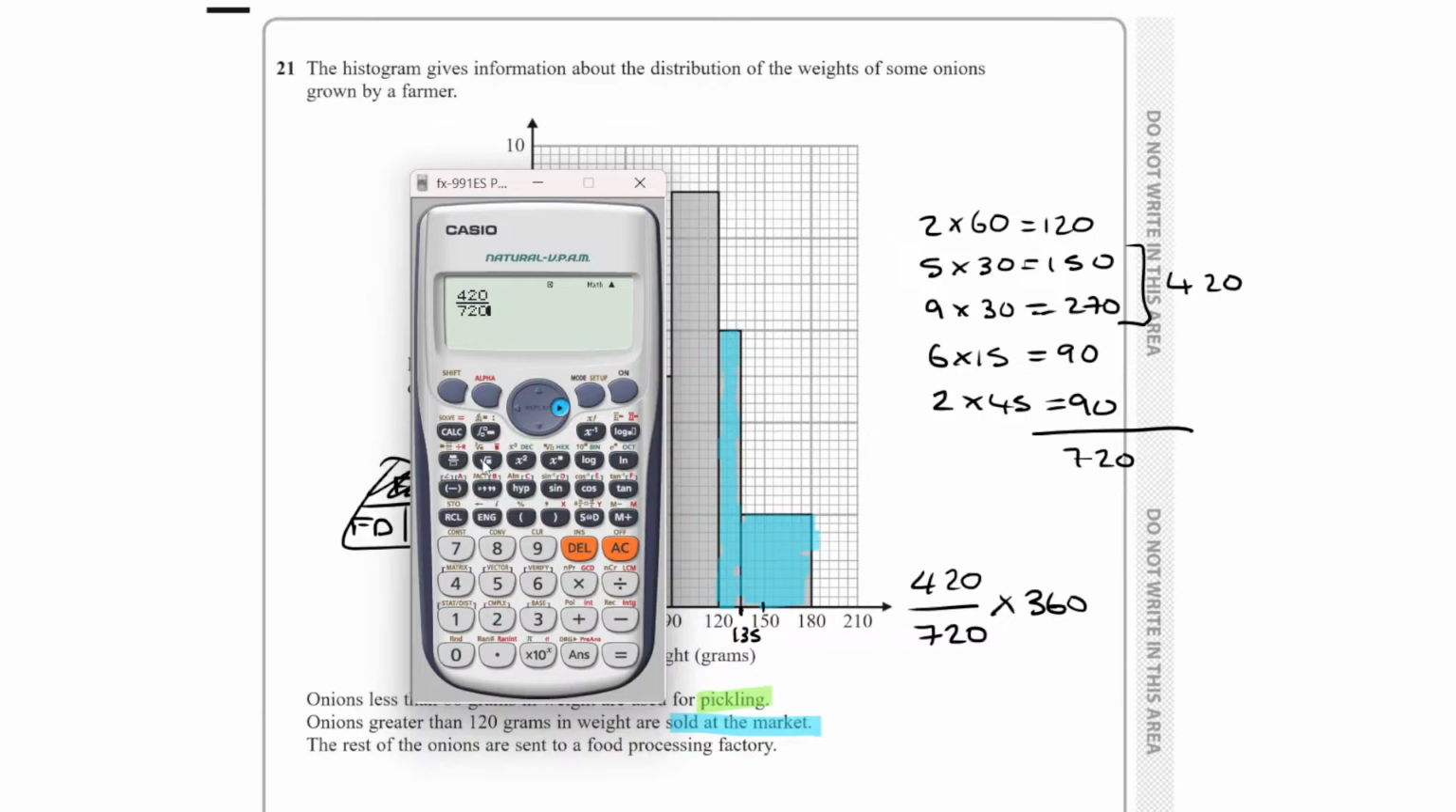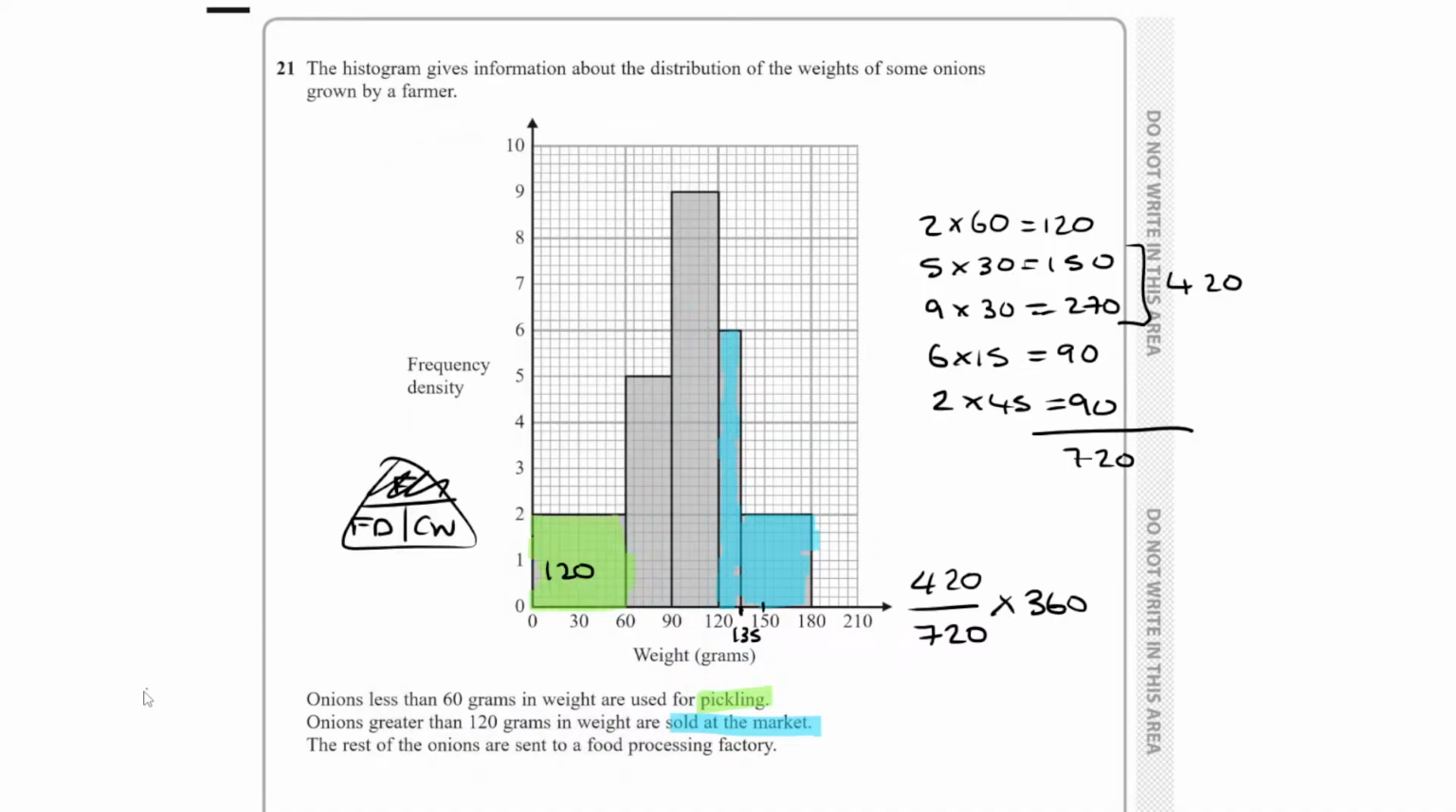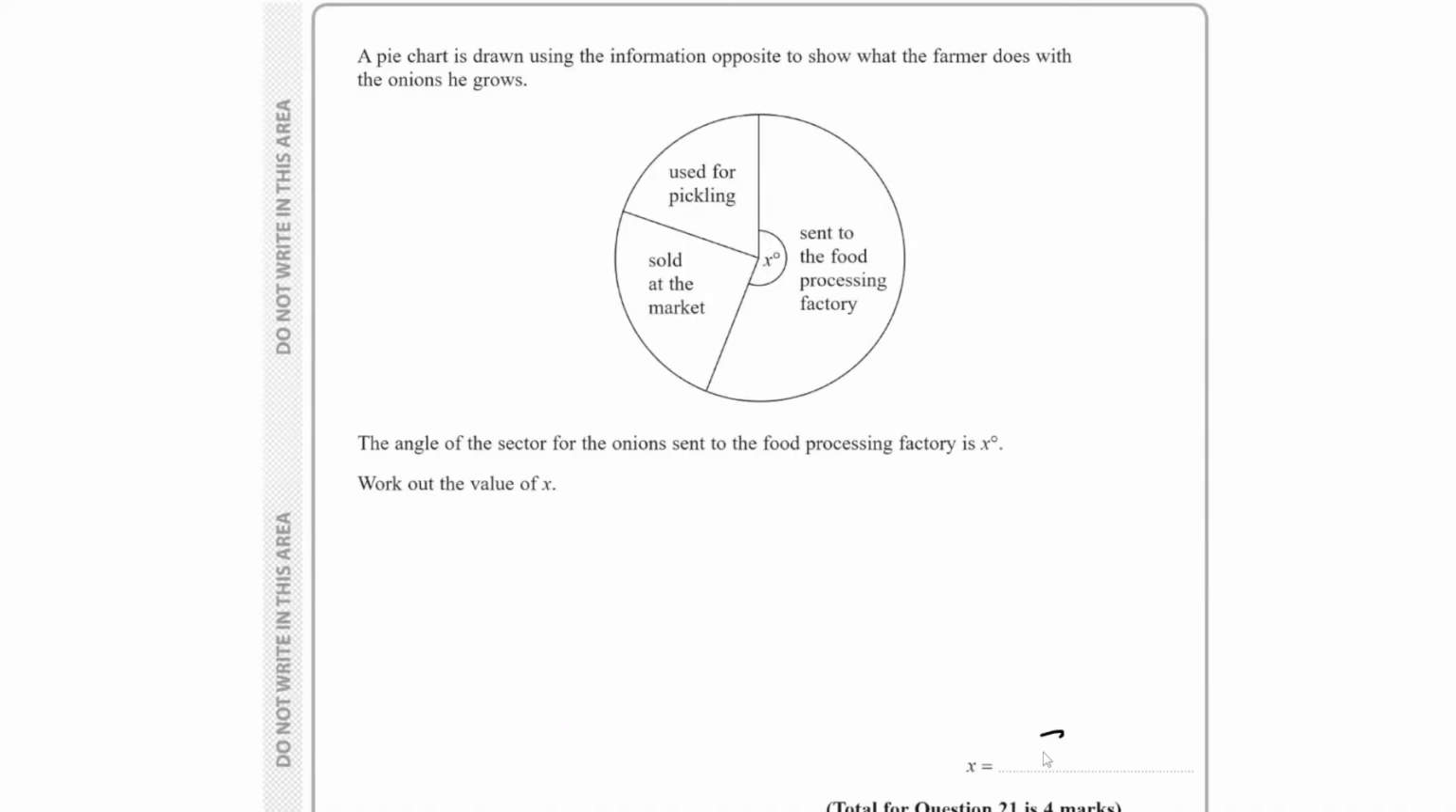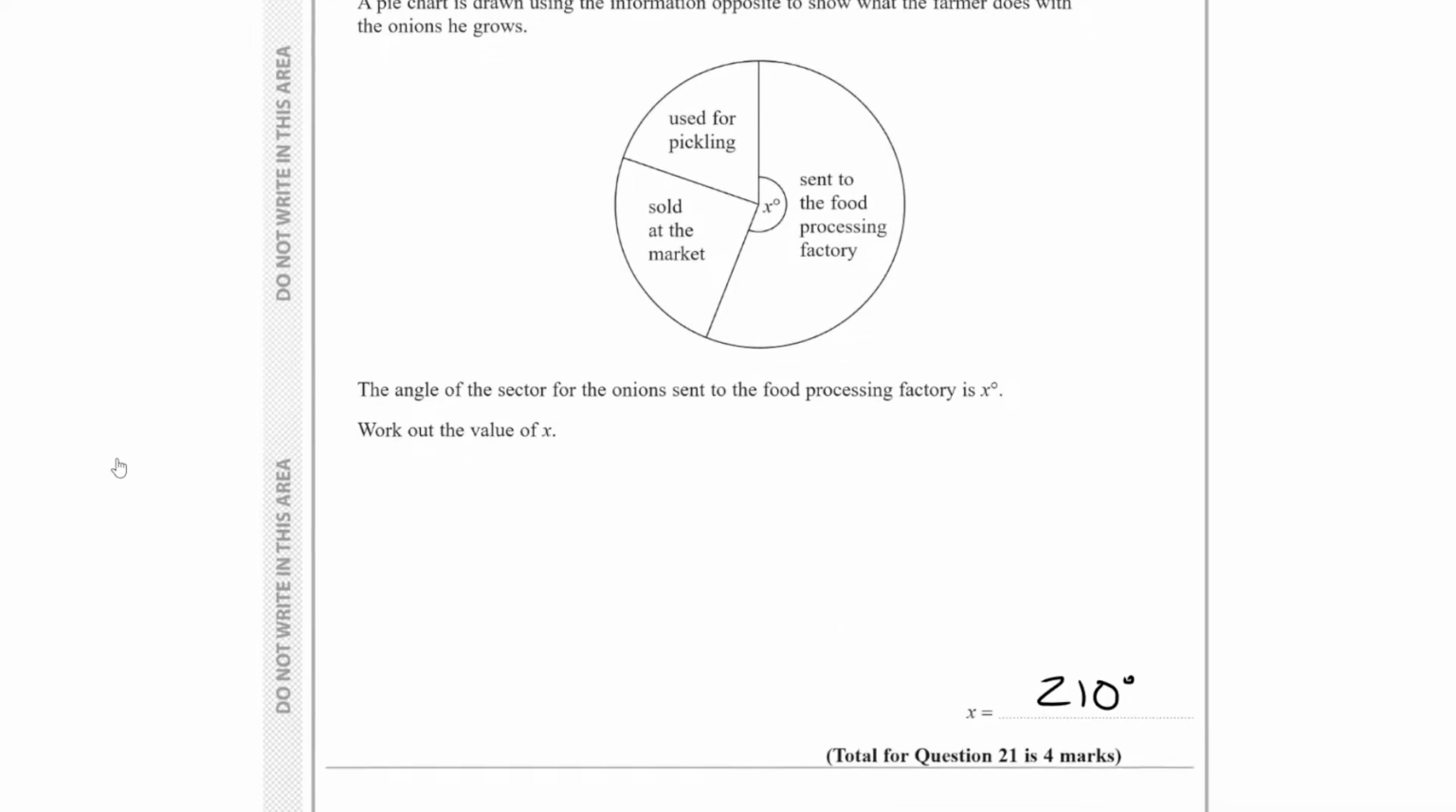Over 720 times 360 gives me 210. So that would be my angle, literally 210. Obviously you would write it in this box here. So 210, that's the value of x. You can just about see that is 4 marks. So maybe the pie chart might come up. It doesn't come up that often, but maybe.